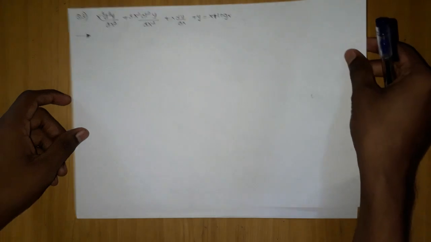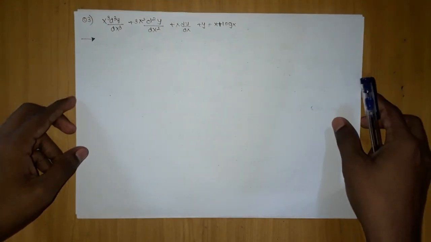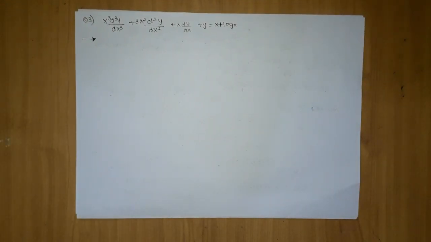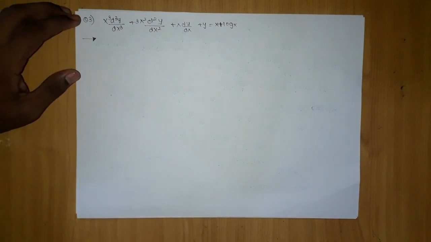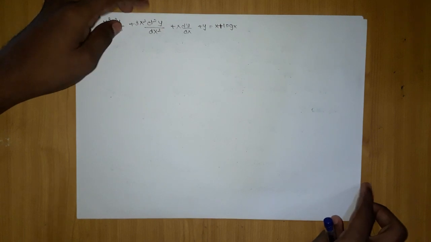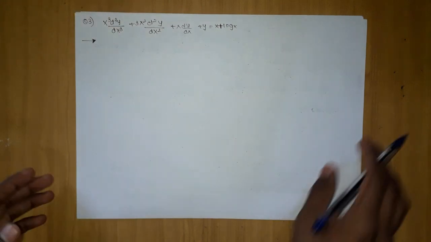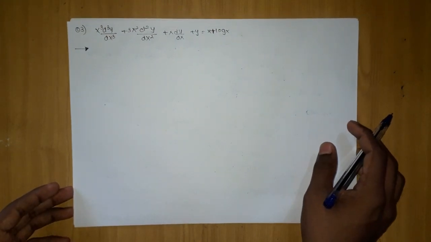So the third question which we are going to take is this one: x cube d cube y by dx cube plus 3x square d square y by dx square plus x dy by dx plus y equal to x plus log x. Now to solve this problem, I am not going to write all the statements. I am just going to write whatever is important.